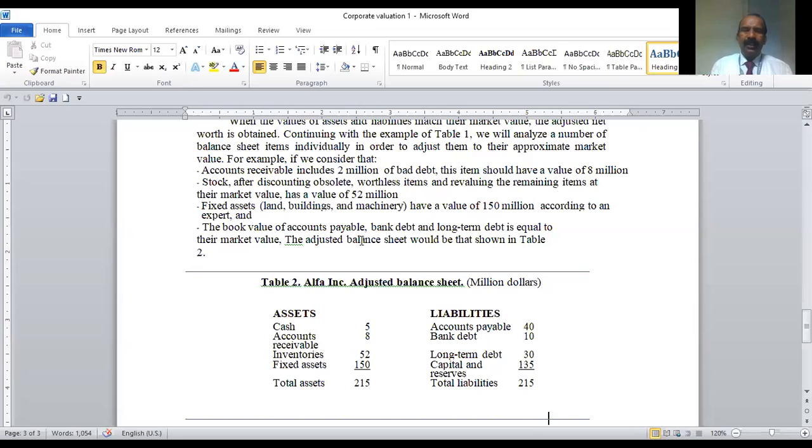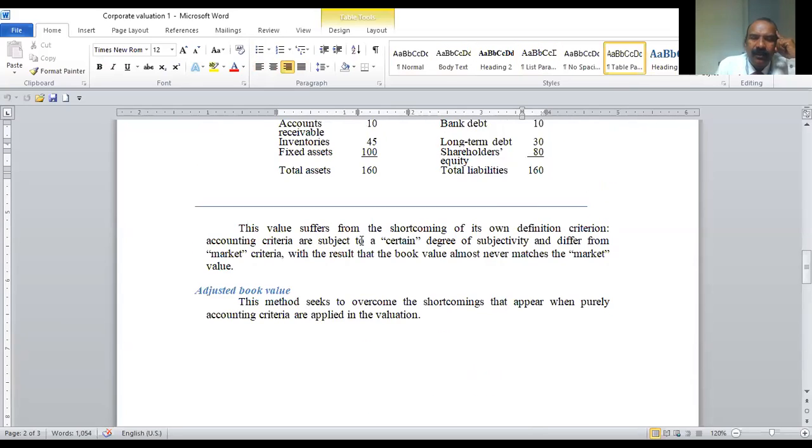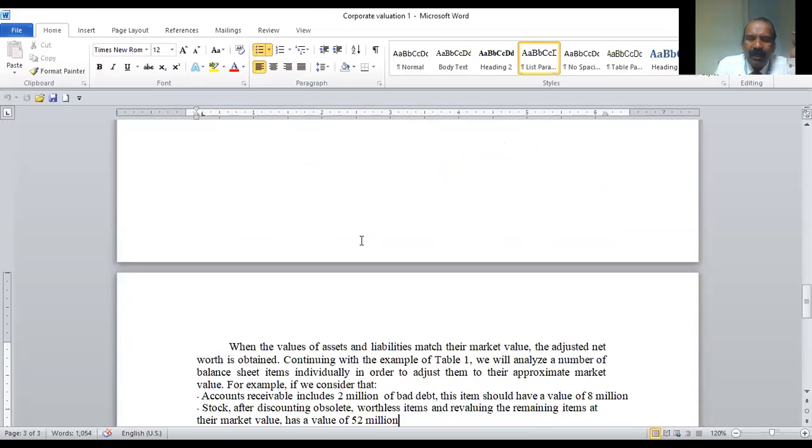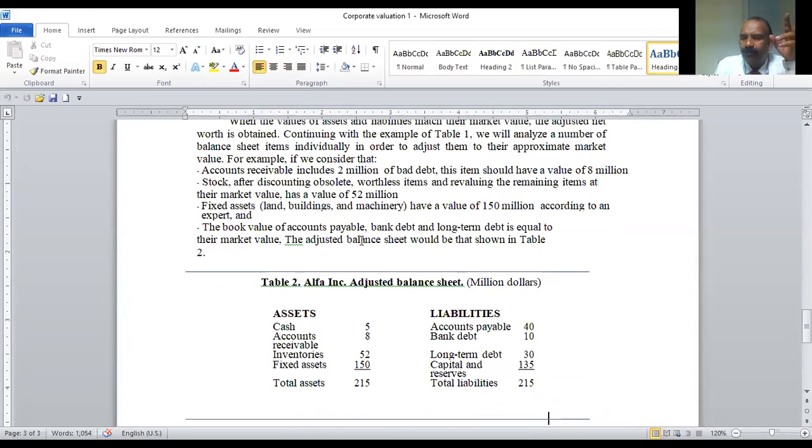So here the stock is valued at 52 million, fixed assets are valued at say 150 million, and bad debt is 2 million. Accounts receivable is 10 million, but bad debts we say 2 million, so 8 million. Got it? Yes. Accordingly, we adjust the capital and reserve.